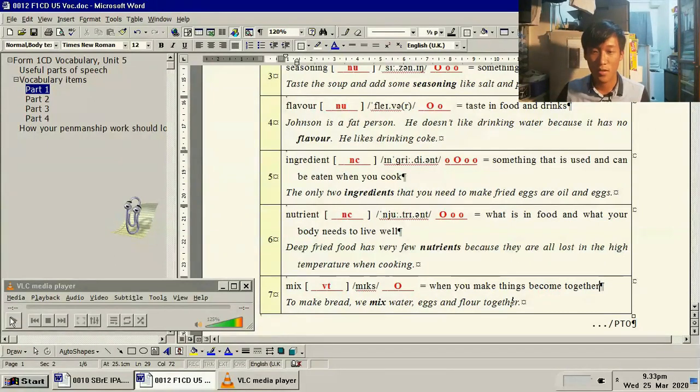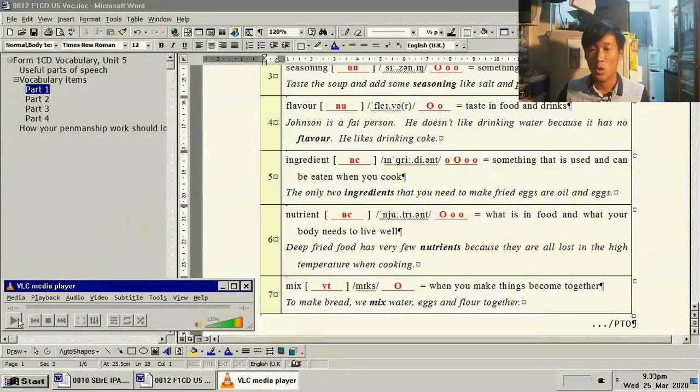Practice reading. Before that, pay attention to the IPA. The X sound is actually a KS sound. X, mix. So let's practice. Mix. When you make things become together. To make bread, we mix water, eggs and flour together.